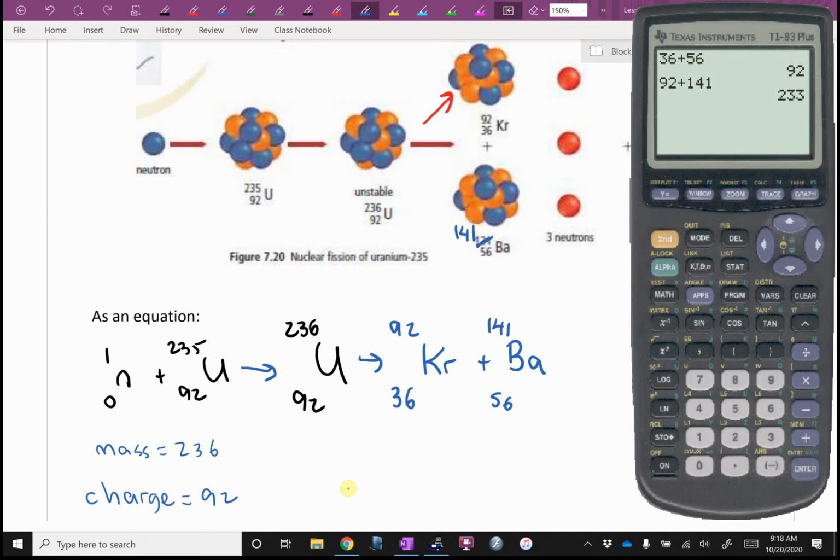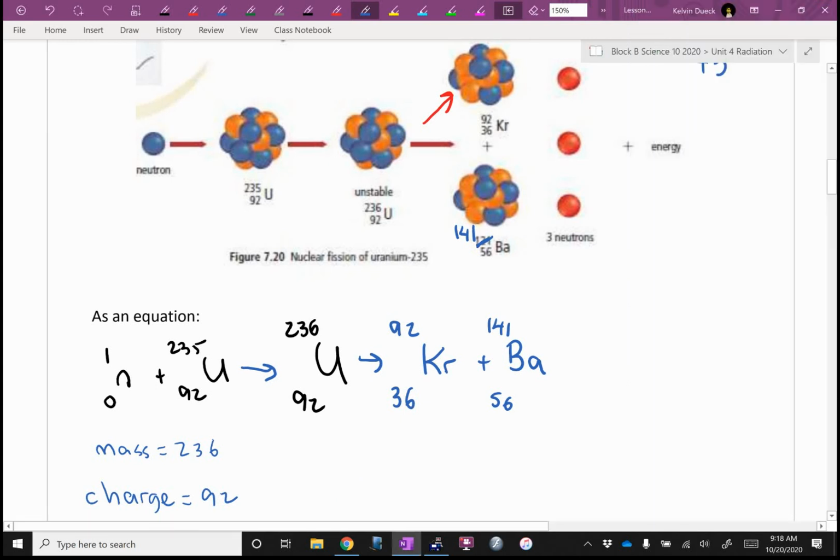3. So what I need is a particle that has a mass of 3 and no charge. 3 neutrons. No charge. And each neutron has a mass of 1. So we would say plus 3 neutrons. And then we're going to add one more thing. Plus, you also get energy.